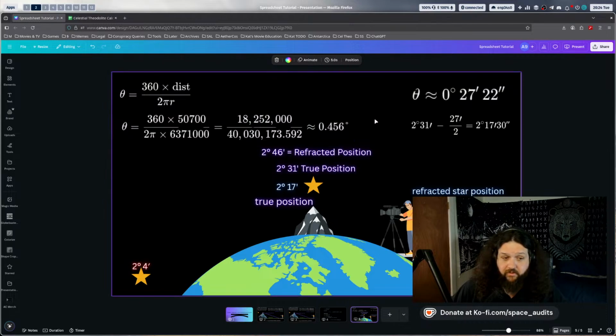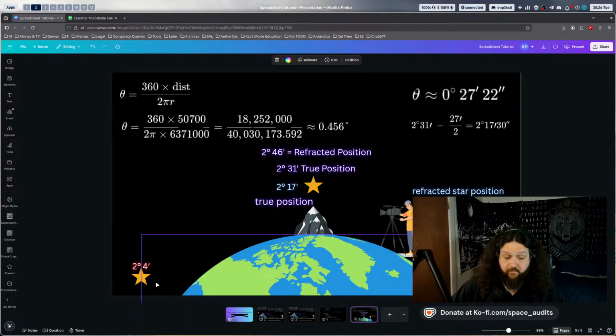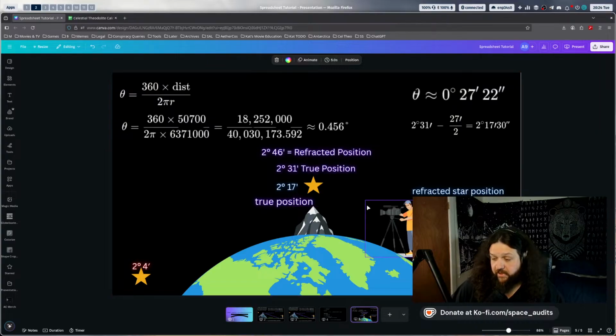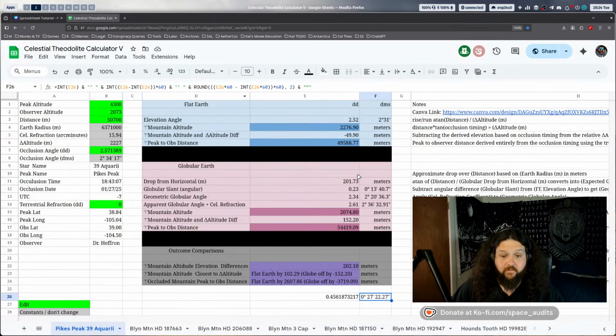This is the actual Heffron method to determine what the drop is, and it also predicts where the star is going to be, more importantly the true position of the star, which I think is the real power of this, because people will say you're misrepresenting the globe if you don't do this method for the analysis.